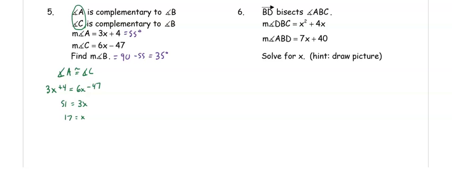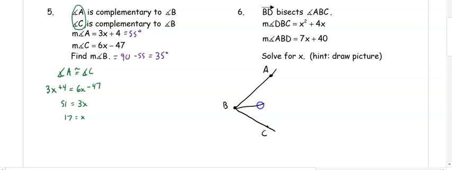In number 6, BD bisects angle ABC, so we have angle ABC, we have D going along the middle.